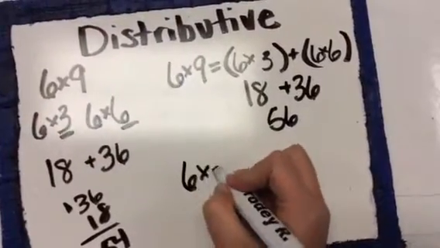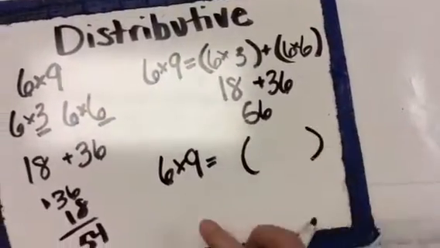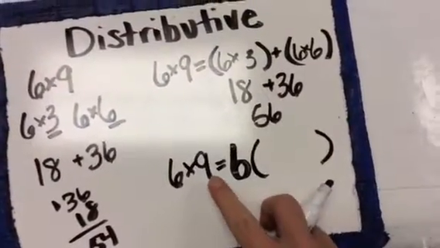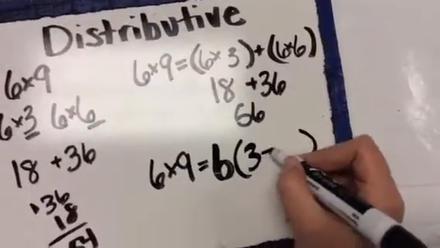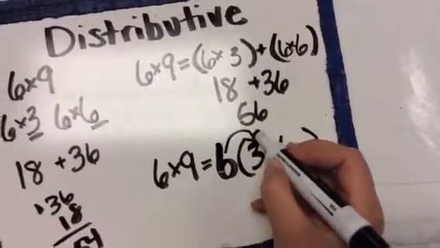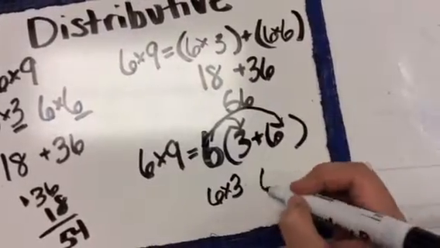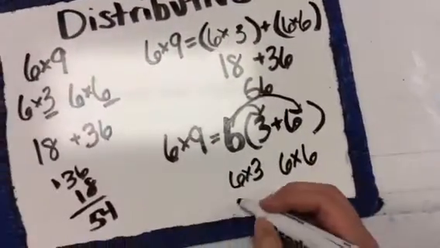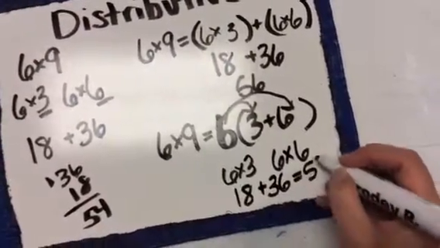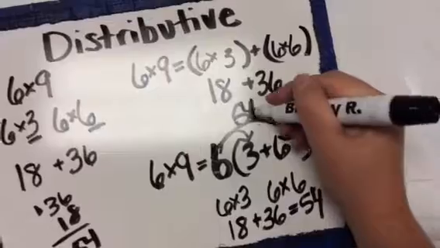Let me show you the last way that we did it. This way, I have one set of parentheses. So what number do I keep? I'm going to keep the 6. So I'll put the 6 out here. I'm going to break up my 9 into a 3 and a 6, because 3 plus 6 is 9. I'll distribute that 6 and make it a 6 times 3. And I'll distribute that 6 again and make a 6 times 6. I get 18 plus 36, and that gets me 54. There we go.